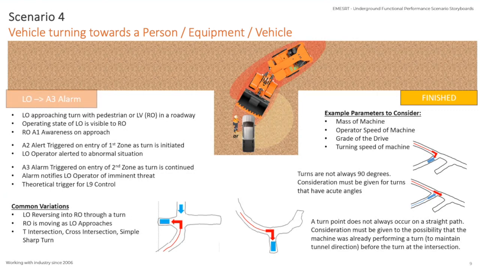So we need to consider that things may be moving in that bay and how we make sure that we still sense that fact. And I've shown a nice clean T there, but it can also be a cross intersection or just a simple sharp turn. It can occur.